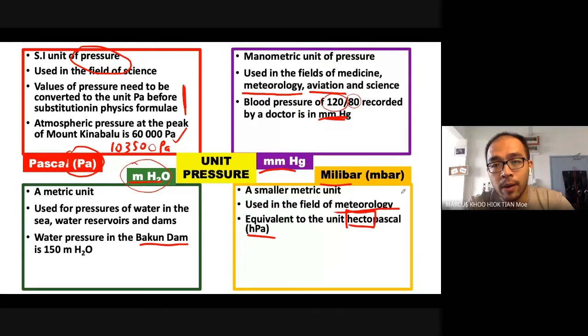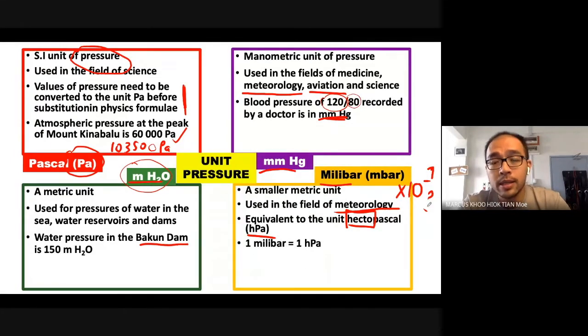Does anybody remember? Hecto is 10 to the power of what? I don't even remember myself. Go and check. Hecto is 10 to the power of, I think it's negative something, but I can't remember. Maybe negative 7. I'm not sure. Okay, I'll check this out.